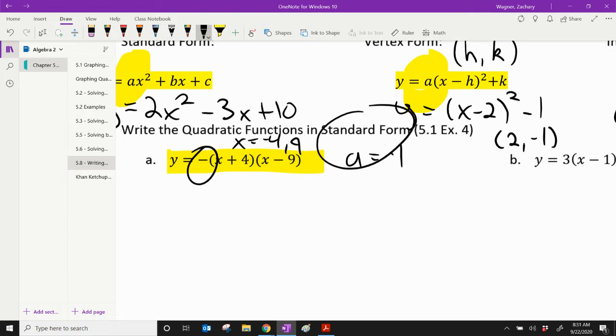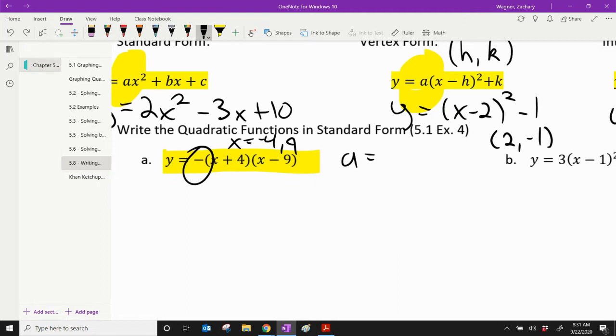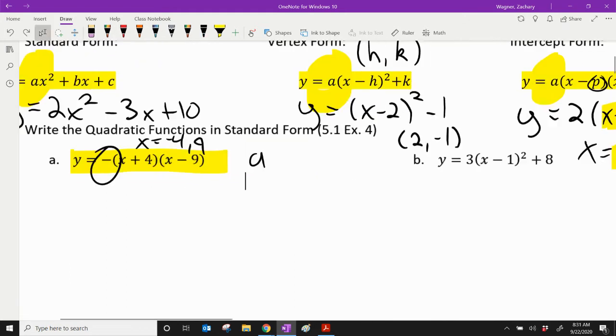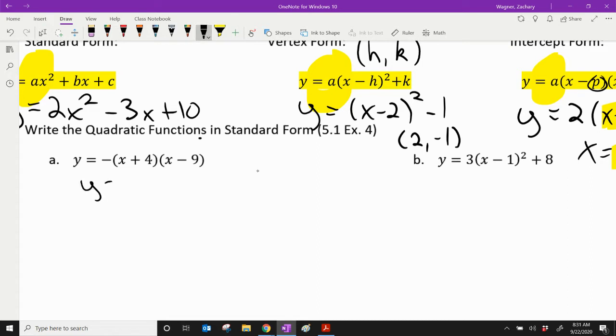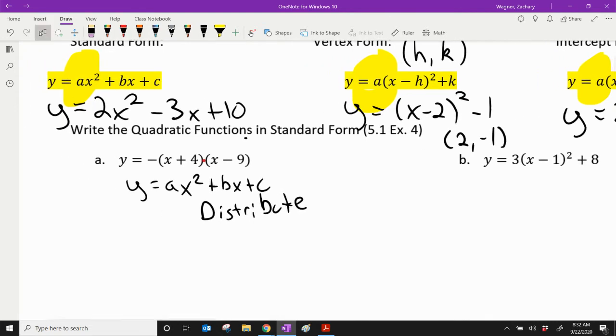Now, when it asks me to put it in standard form, I need to do something. What that something is going to be is we need to convert it from intercept form to this form. Standard form is ax squared plus bx plus c. What we need to do is distribute. We just need to multiply this out, because there's operation implied right there: multiply it out.